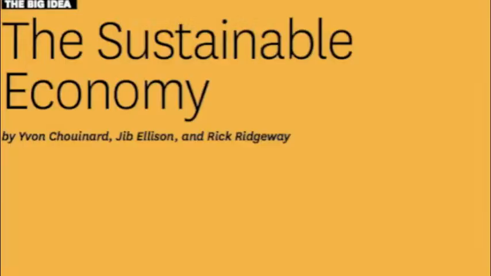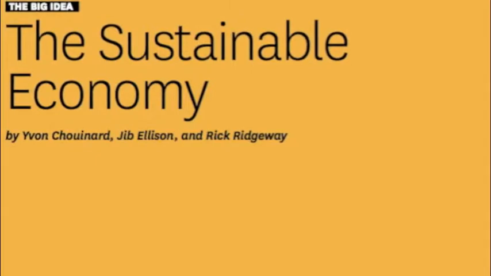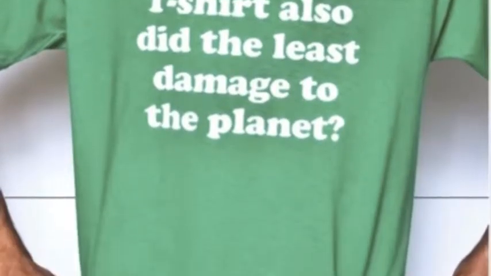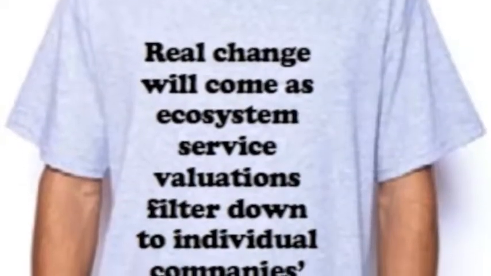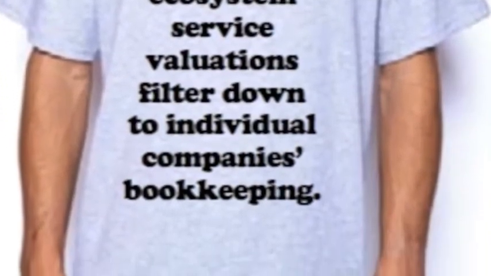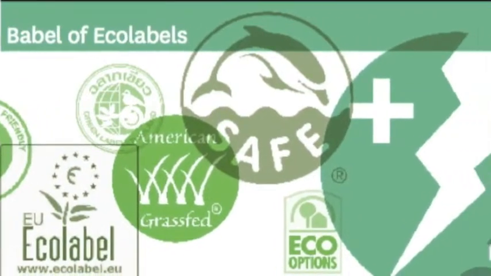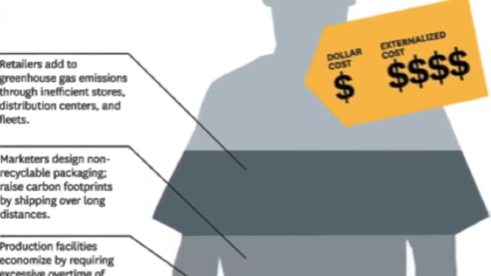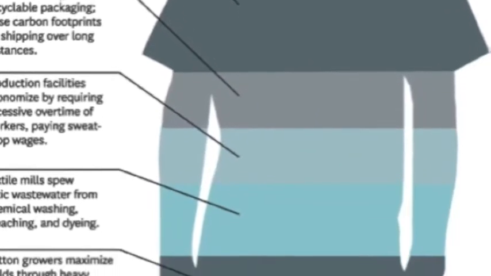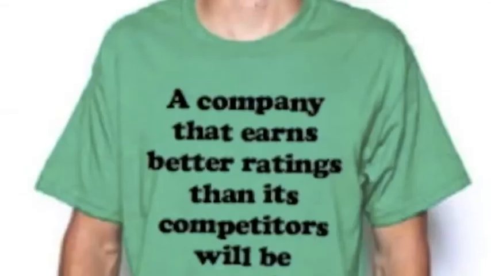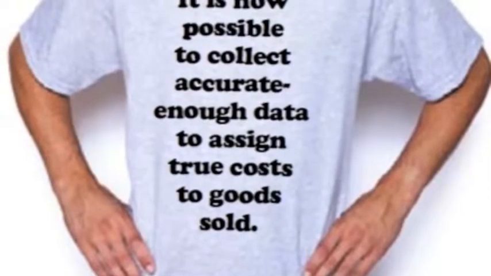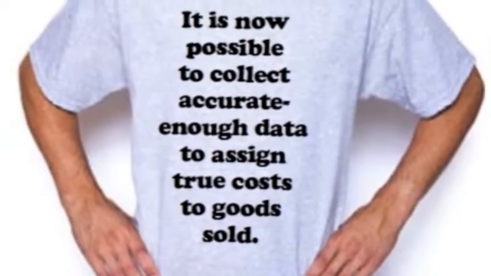In this project of system dynamics, we studied different models to understand how a company can increase its power by applying a sustainable economy. Our key data provider was the Harvard University article The Sustainable Economy by Yvonne Chouinard, Jeff Ellison, and Rick Ridgway. The article is mainly about the different aspects of sustainability and how it impacts modern corporations. They listed how the value of the supply chain can be affected directly by external costs related to the environment.